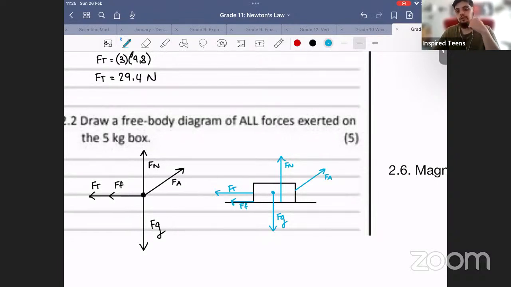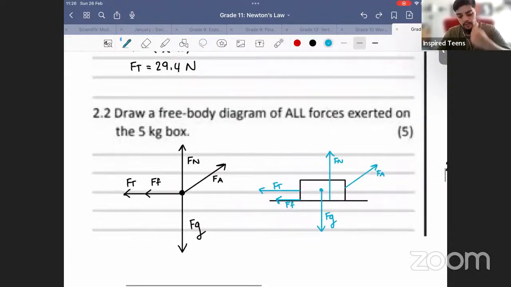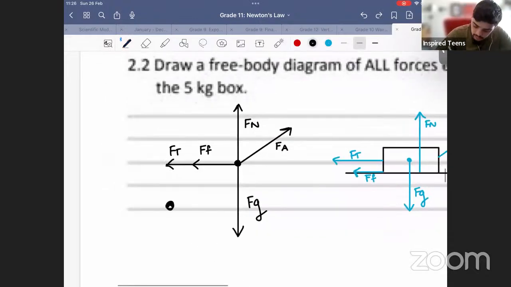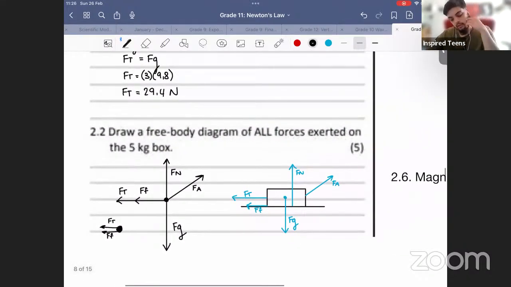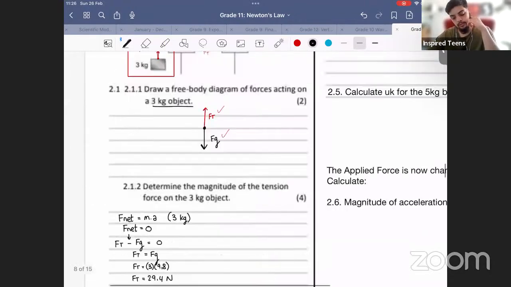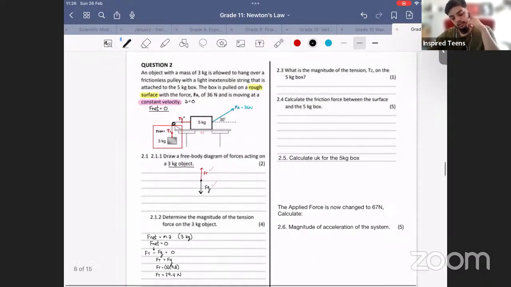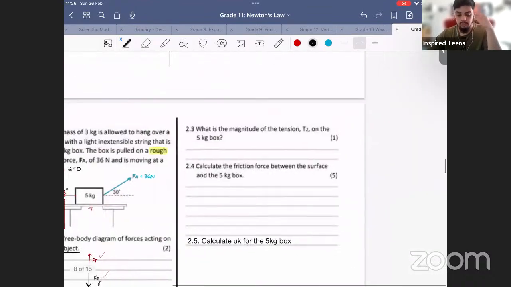It really does not matter which one you drew first. If you drew tension or friction first, these have nothing to do with the size of the vectors. The magnitude and size of the vectors are not important at all. It's mainly direction. Okay, you could also draw it like this: Ft and Ff. It doesn't matter if you put friction first, tension first, whatever. Okay, very good. Let's move on to this.